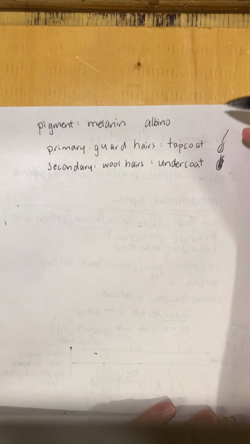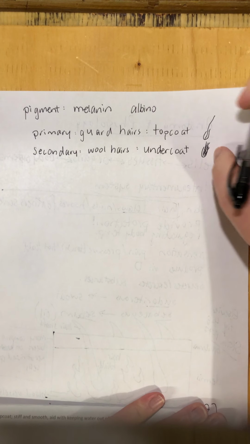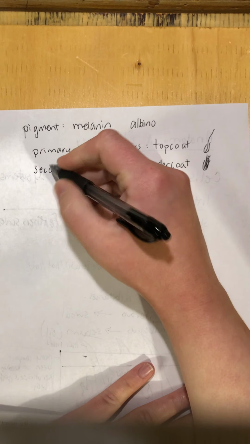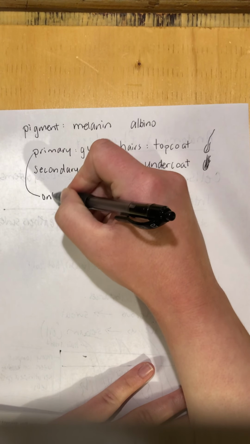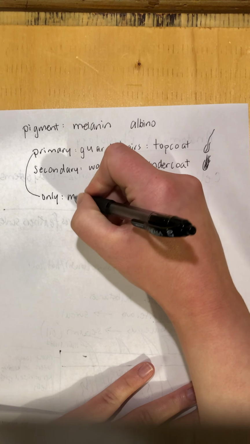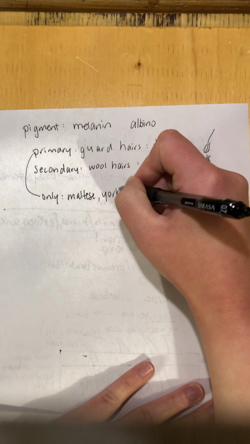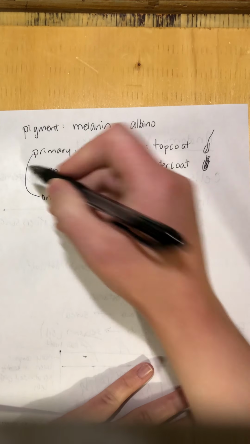An interesting thing about animals is that they don't always have both. So there are some animals that have just primary or guard hairs. So, primary only, that's things like Maltese, Yorkies. They have that really silky kind of fur, right? So they have a fur more like hair, the way our hair is.